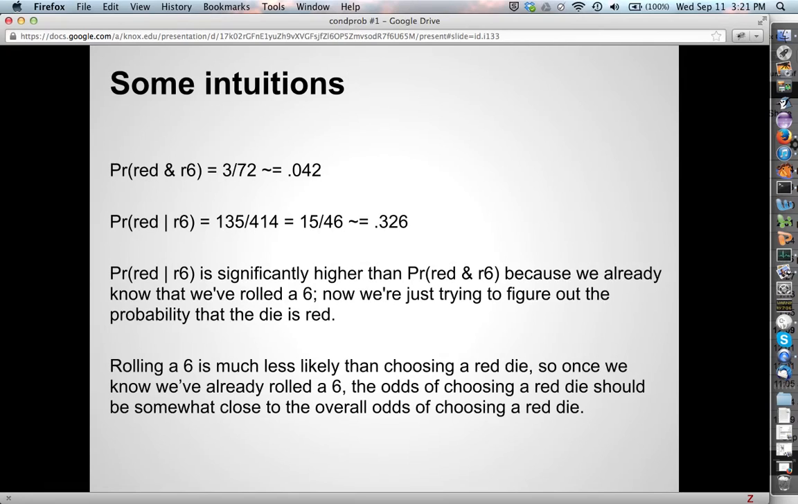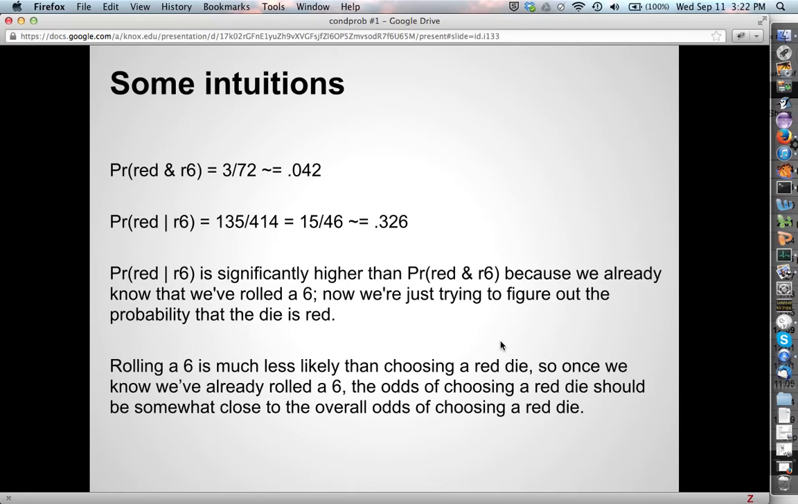Now, some intuitions here. The probability of grabbing a red die and rolling a 6 is a little over 4%, 3 out of 72, or 1 in 24. And then the probability that the die was red, given that we already know we rolled a 6, is about a third. This makes sense, because the conditional probability is significantly higher than the joint probability. If you think about it, the hard part is rolling the 6. It's 1 in 6 on the d6s, and it's 1 in 10 or 1 in 12 on the other dice, so the odds are even worse. Here, for this conditional probability, we already know we rolled a 6. Now we're just checking what the probability is that it's red. Given that there's only 3, the odds of choosing one of the red dice overall is about a third.